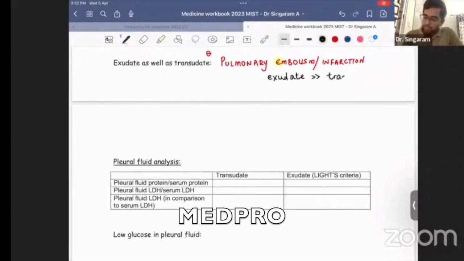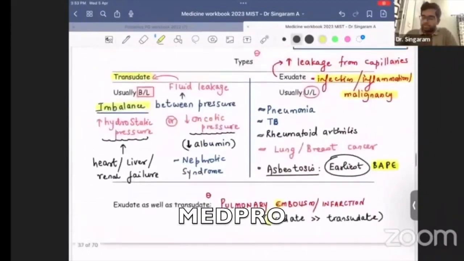It is more of an exudate rather than a transudate. So please make a note of it. E for E: pulmonary embolism is more of an exudate. That's what you need to remember. This is a question which has not yet been asked till now, but I feel that it may definitely be asked in the upcoming exams. Okay, right? Fine. So please make a note of this: pulmonary embolism, E for exudate and embolism, like that.